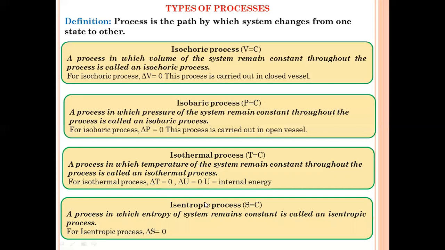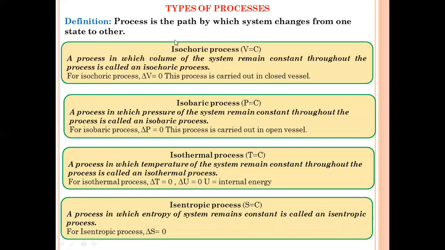The fourth one is the isentropic process. Isentropic means constant entropy process. A process in which the entropy of the system remains constant is called an isentropic process. So these are the four different processes that occur in a thermodynamic system.